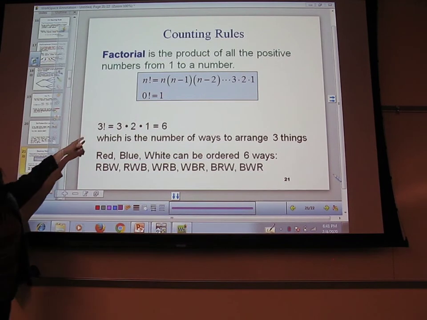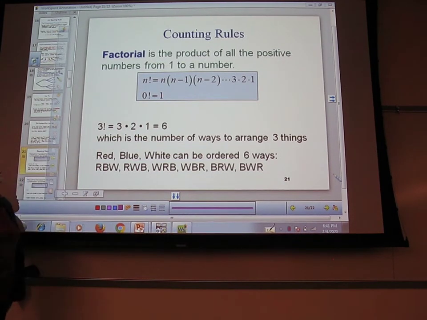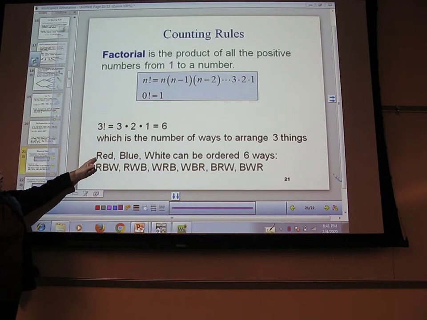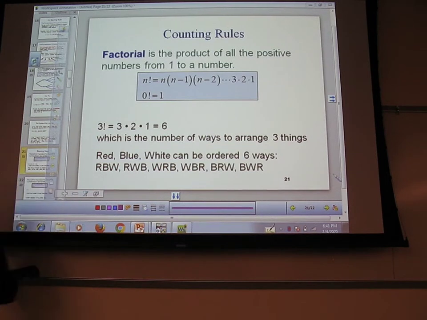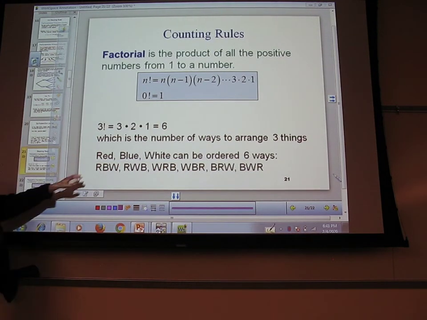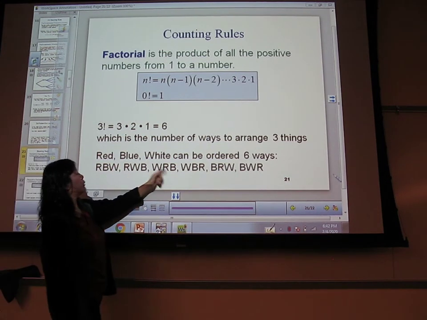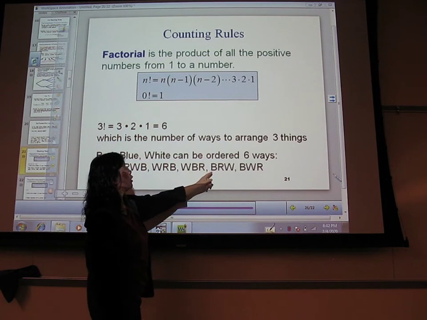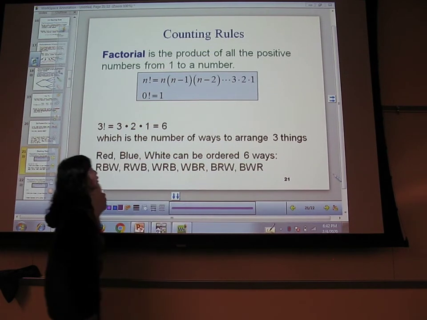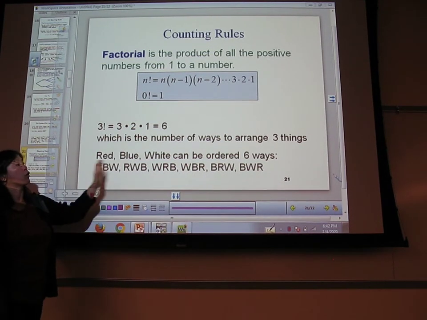Keep going. 3 factorial equals 3 times 2 times 1 equals 6. Which is the number of ways to arrange 3 things. Right? So 3 factorial, 3 times 2 times 1. Number of ways of arranging 3 things. Red, blue, white. I can arrange it 6 ways: red, white, blue; white, red, blue; blue, red, white; and so on. So this tells you how many ways there are to arrange 3 things.